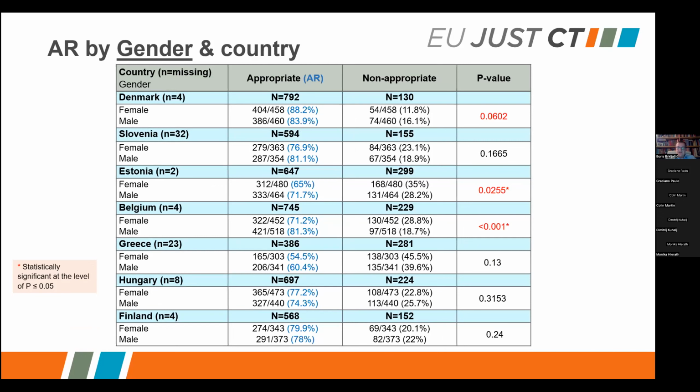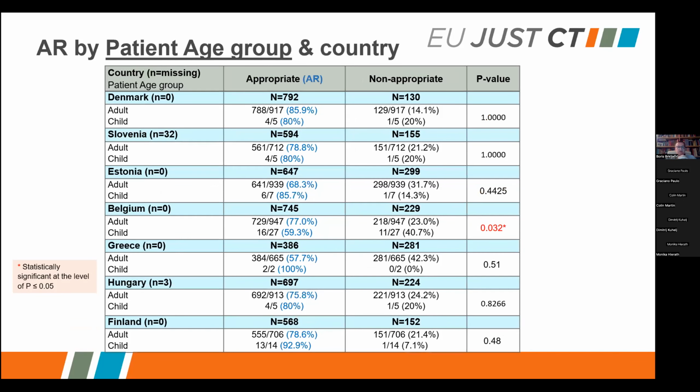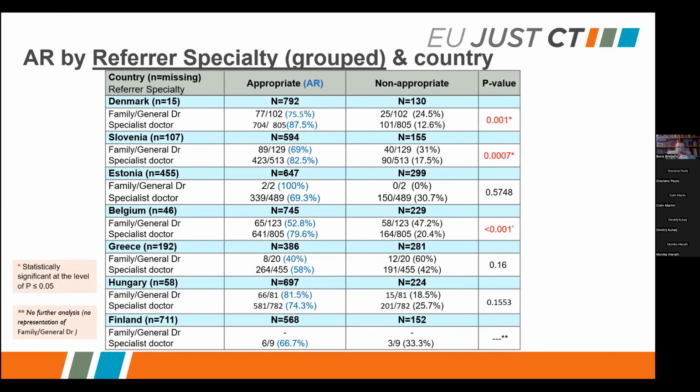We don't know yet why, but we need to see more in this data. And the other thing which we have seen here was that there were very few examinations in children performed overall, with appropriateness rates mostly higher in children, with the exception of 1 country, but because of very low numbers, this is not really good for the analysis.